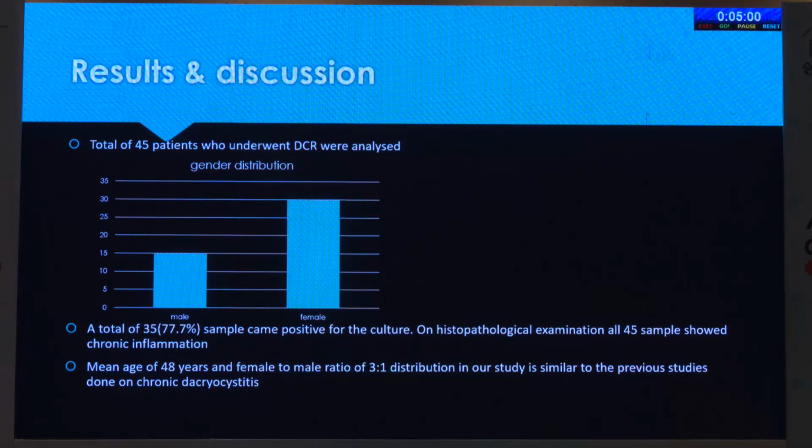Results and discussion. A total of 45 patients who underwent DCR were analyzed. The gender distribution was 3:1. A total of 35 patients came positive for the culture. And on histological examination, all 45 samples showed chronic inflammation. The mean age of 48 years was seen in all the previous studies, and the female to male ratio of 3:1 was also seen in previous studies.